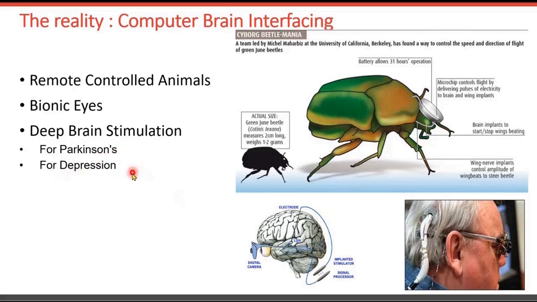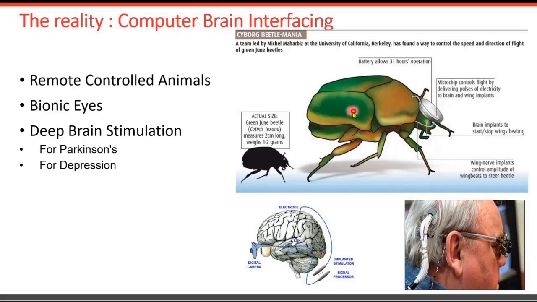In one of the remote controlled animals examples, done by University of California, Berkeley, Professor Maharbiz, they tried to control this beetle, the green June beetle, by electrically stimulating the nerves, or wing nerves, of this beetle. So they could control the speed and then the direction of the flight of these green June beetles.